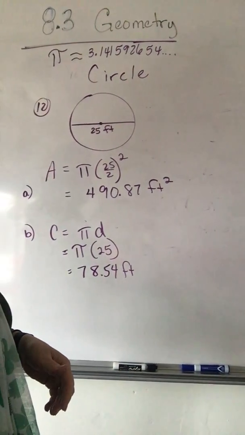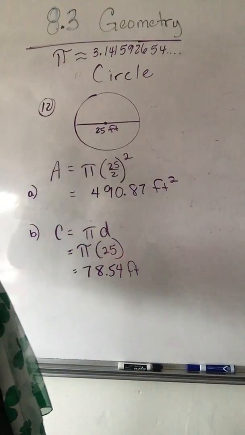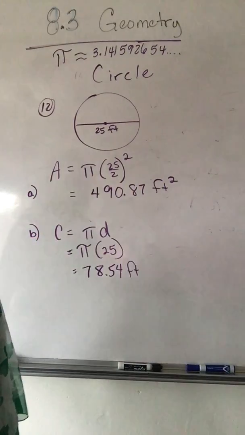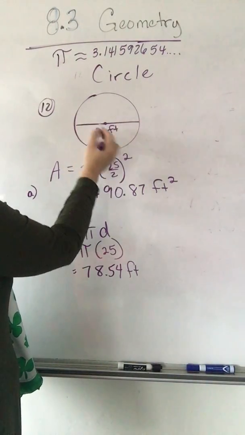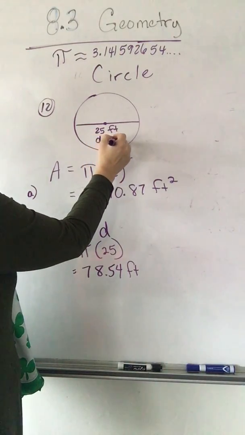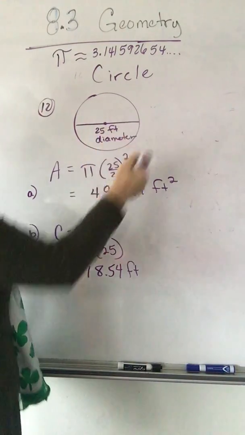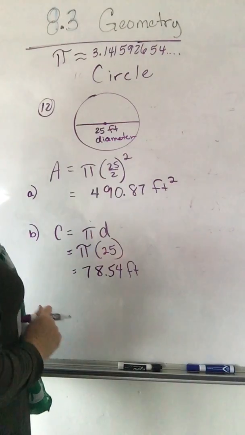We're talking about the circle formula. We're finding its area and its circumference on this. The example I have is a circle that has a diameter, all the way across is a diameter. And in my example, this says 25 feet, a 25-foot diameter.